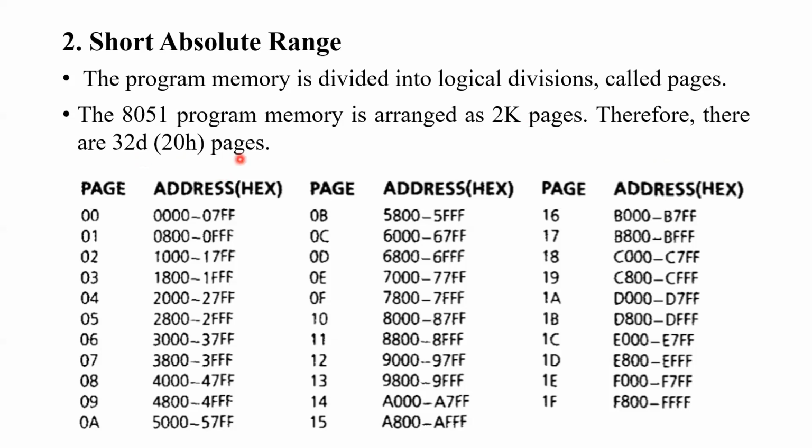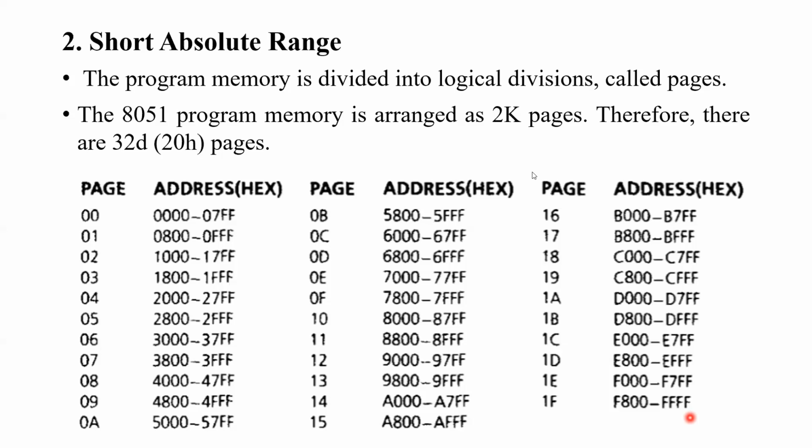The addresses associated with all those pages are shown in this table. For page 0, it is from 0000 to 07FF. For page 01, this is the address. For page 1F, it is F800 to FFFF. FFFF is the last byte we have, giving around 64 kilobytes, around 65,536 bytes, if you calculate. It will address all the 64 kilobytes of program memory.